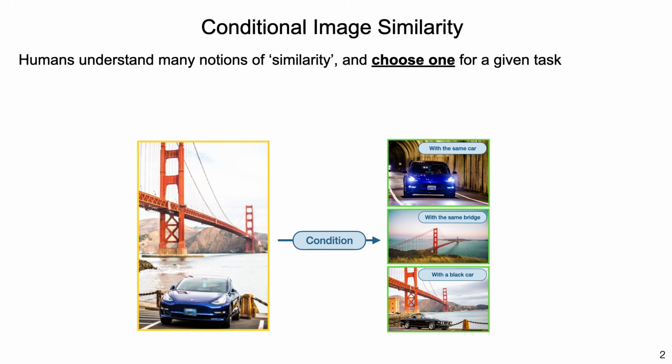For example, given the condition with the same car, one might consider the top right image to be most similar, while the condition with the same bridge implies a middle image is most similar.